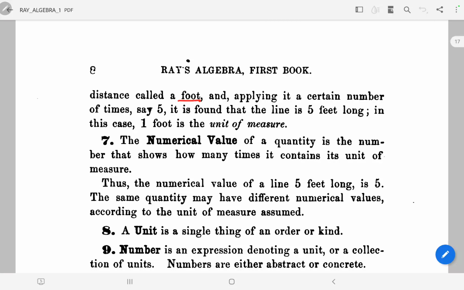We can use a foot to measure a certain line, and we take the foot and we apply it a certain number of times to count how many times that unit of measure is contained in the line. So if the line is 5 feet long, it means that the line contains 1 foot 5 times. That's how we measure a magnitude. We choose a unit of measure and then use that unit of measure to measure the whole magnitude.